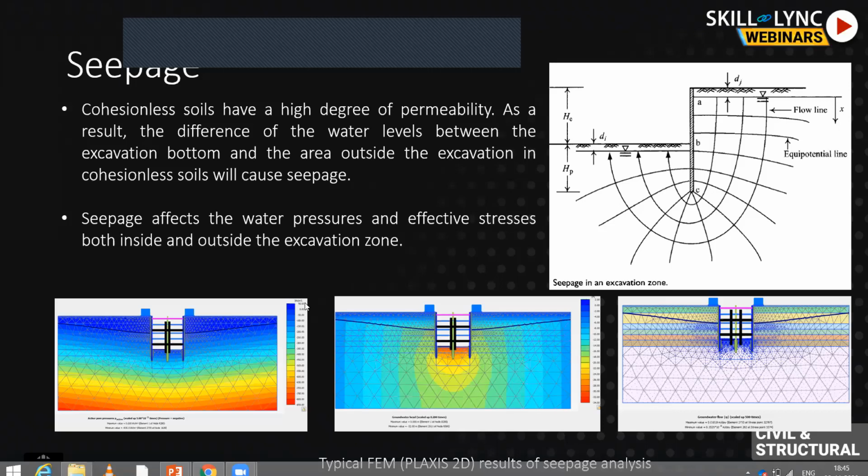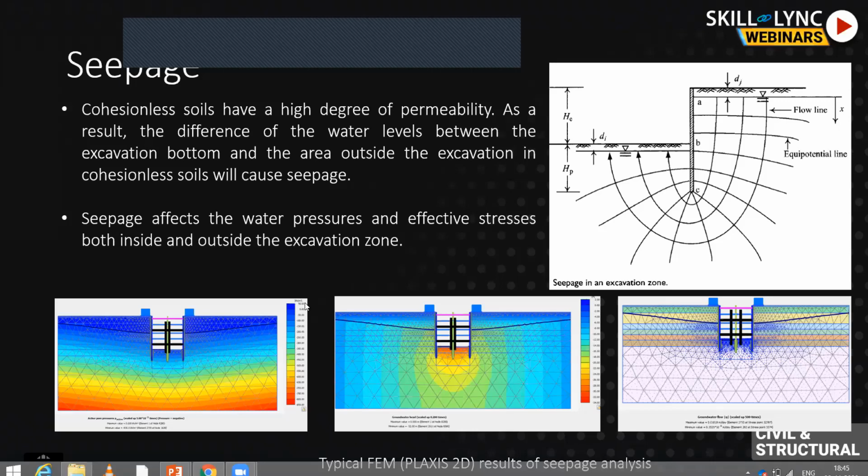Because cohesionless soils have a high degree of permeability, the difference of the water levels between the excavation bottom and the area outside the excavation in cohesionless soils will cause seepage. Seepage affects the water pressure and effective stresses both inside and outside the excavation zone.